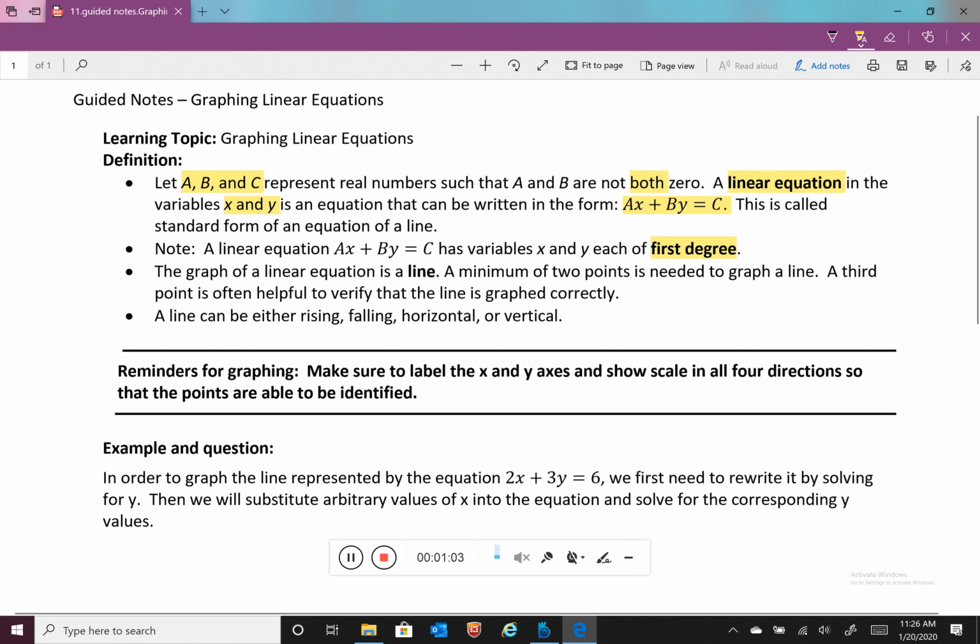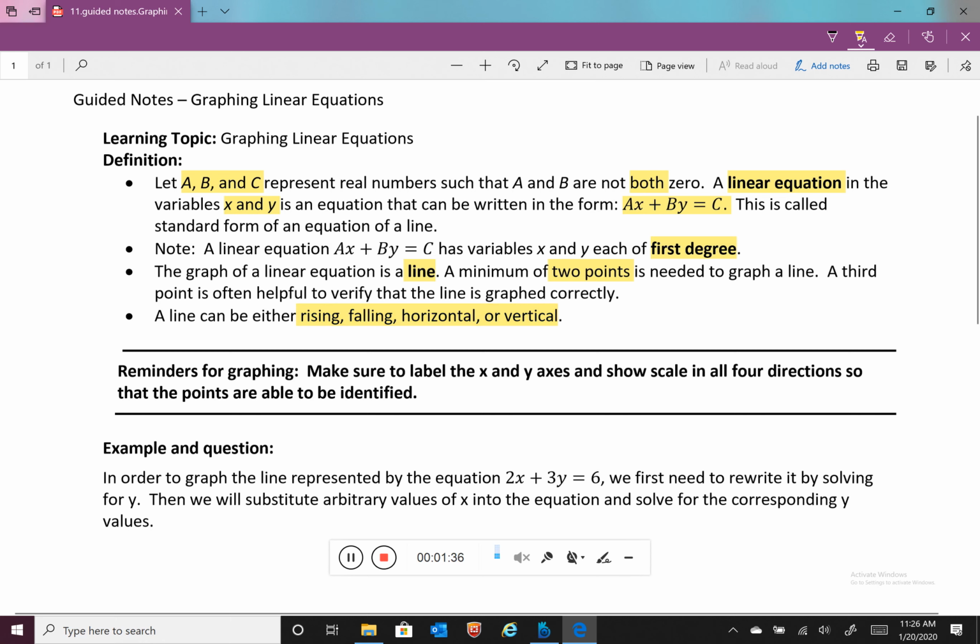The graph of a linear equation is a line. A minimum of 2 points is needed to graph a line, but often we like to get a third or more points. That way we can make sure that the line is graphed correctly. So I'm going to encourage you to do that. And then a line can either be rising, falling, or it could be horizontal or vertical. And we'll be talking about horizontal or vertical more in some following lessons.